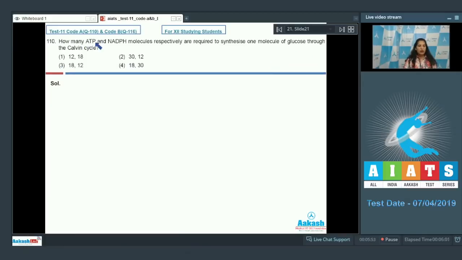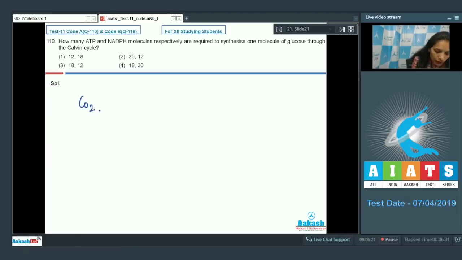Question number 110. How many ATP and NADPH molecules respectively are required to synthesize one molecule of glucose through the Calvin cycle? First option 12 and 18, second 30 and 12, third 18 and 12, fourth 18 and 30. The Calvin cycle is the cycle to fix the CO2 in plants. Now, there are 3 steps in the Calvin cycle known as carboxylation, reduction and the regeneration of RuBP.